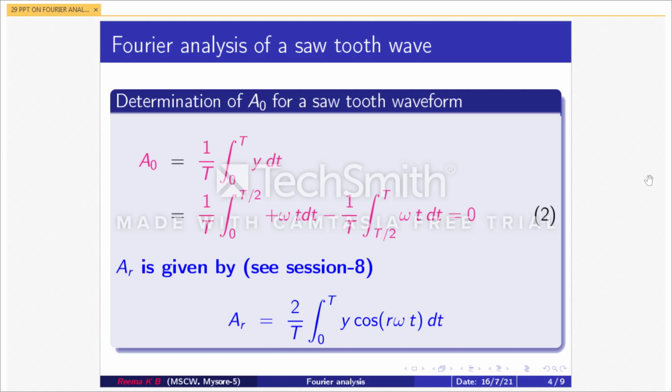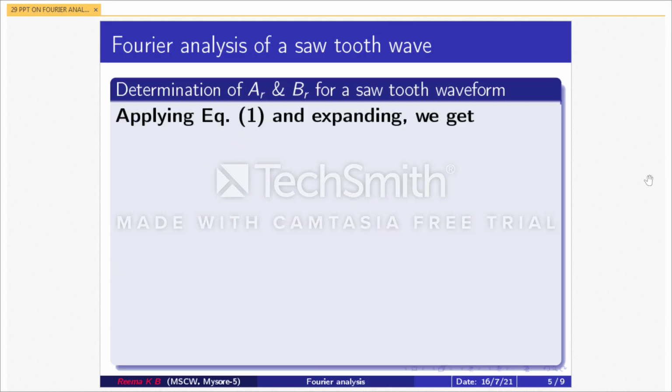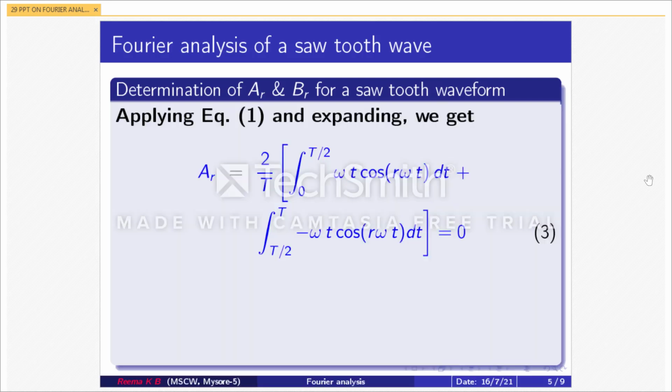ar is now given by 2 by T integral between the limits 0 to T of y cos of r omega t dt. Applying equation 1 and expanding, we get ar is equal to 2 over T of integral between the limits 0 to T by 2 of omega t cos of r omega t dt plus integral between the limits T by 2 to T of minus omega t cos of r omega t dt, which is equal to 0. Let's consider this as equation 3.